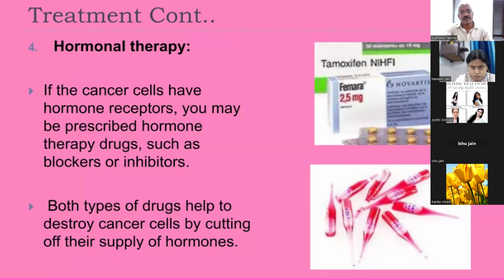Tamoxifen is given. So when tamoxifen is given, these tumor cells are not supported. The ER and PR tumor cells need estrogen and progesterone. When tamoxifen is given, the estrogen and progesterone are withdrawn. So these tumor cells will die.